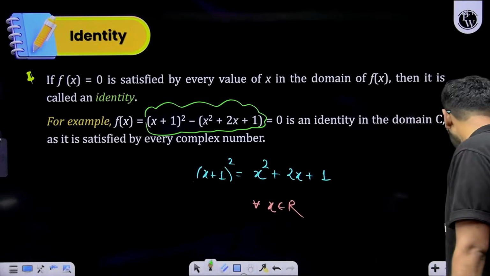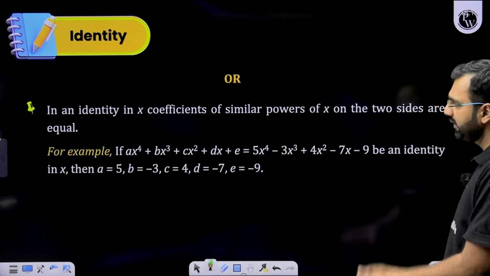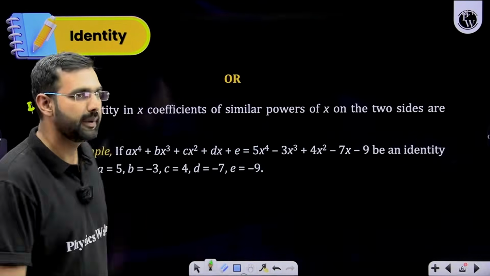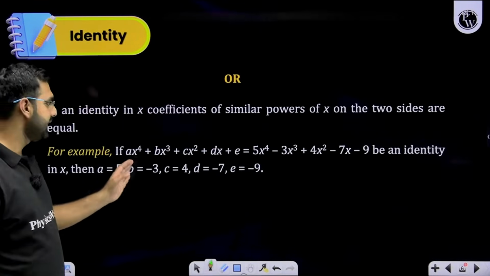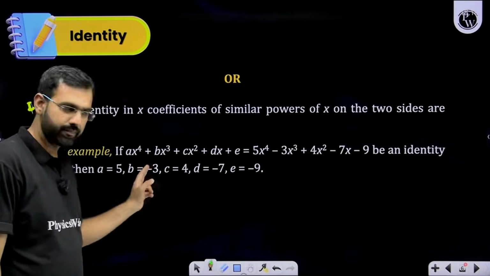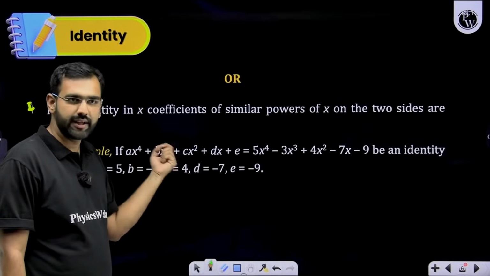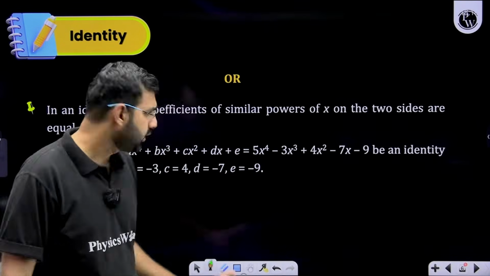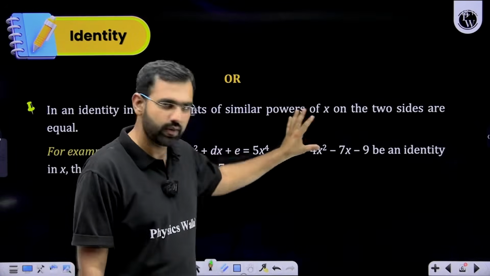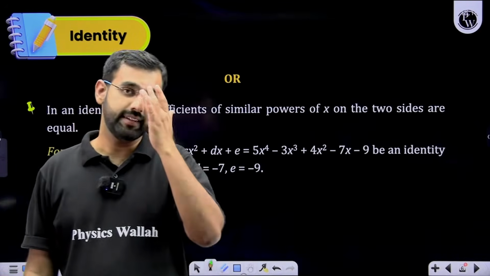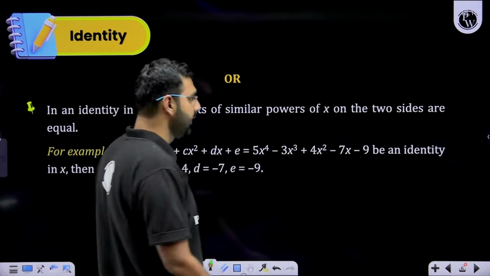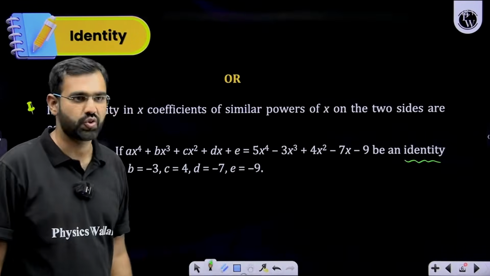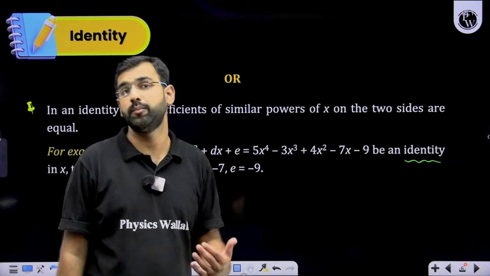Now, if you have understood the concept of identity, let me take you through one more interpretation of identity. What does it mean? Pay attention to this part, students. Let's say this is a pentic equation, degree 5, which is equal to another pentic expression. So a pentic polynomial is equal to another pentic polynomial. But let's say in the question it is stated that it is not an equation, rather it is an identity. So how can it be true?